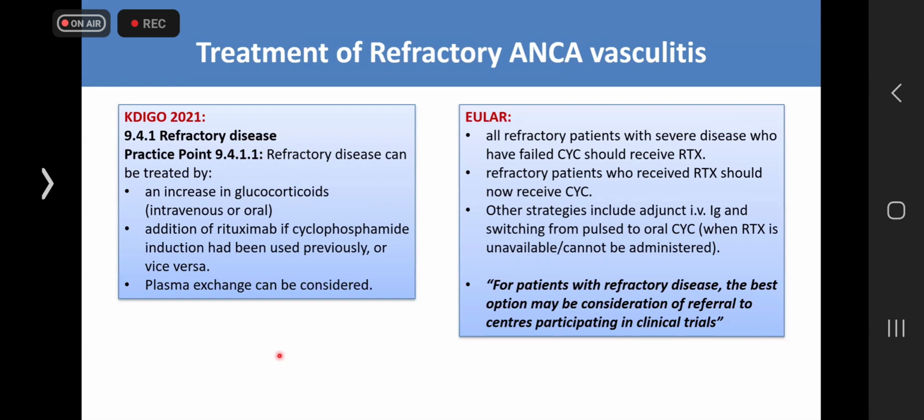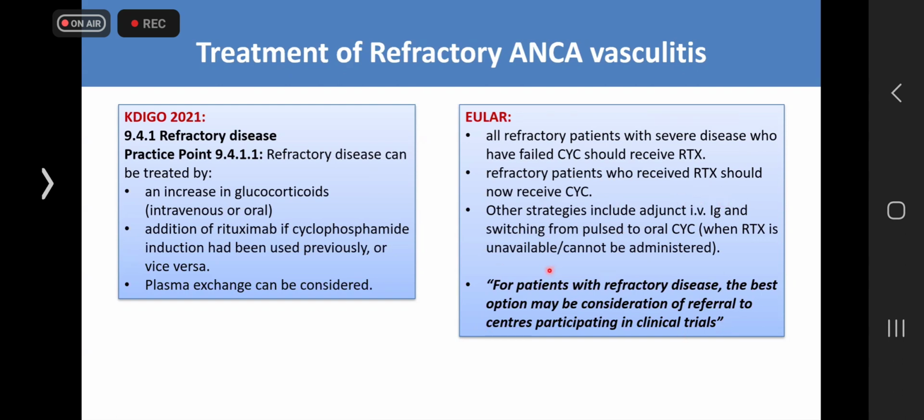The problem is how to treat this. And we have 2 different sets of guidelines, one from KDIGO, one from EULAR. So KDIGO in 2021, the guidelines mentioned you can use an increase in glucocorticoids, add rituximab if cyclophosphamide has been used, or add cyclophosphamide if rituximab had been used, consider plasma exchange. EULAR says the same thing about cyclophosphamide and rituximab, switching between one and the other, kind of as we do in lupus with cyclophosphamide and MMF.